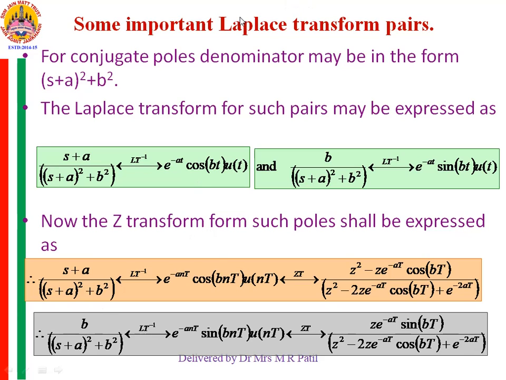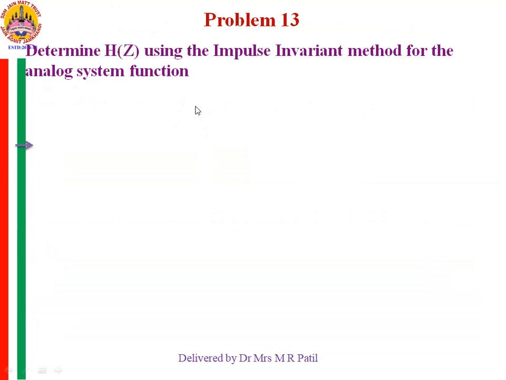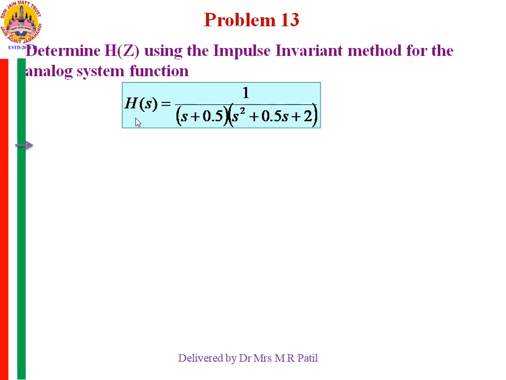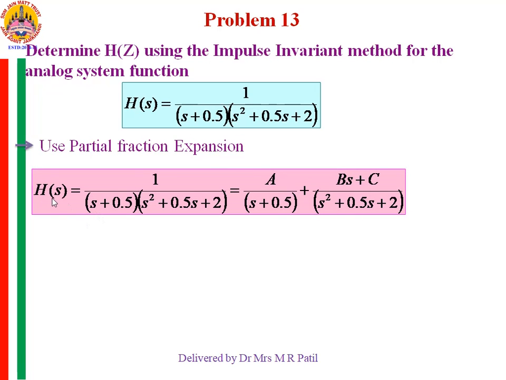Now we shall solve one more example on this. We have to determine H(z) using the impulse invariant method for the analog system function H(s) equal to 1 upon (s plus 0.5) into (s square plus 0.5s plus 2). Now we have to use partial fraction expansion to separate this. I shall write H(s) equal to A by (s plus 0.5) plus (Bs plus C) by (s square plus 0.5s plus 2).